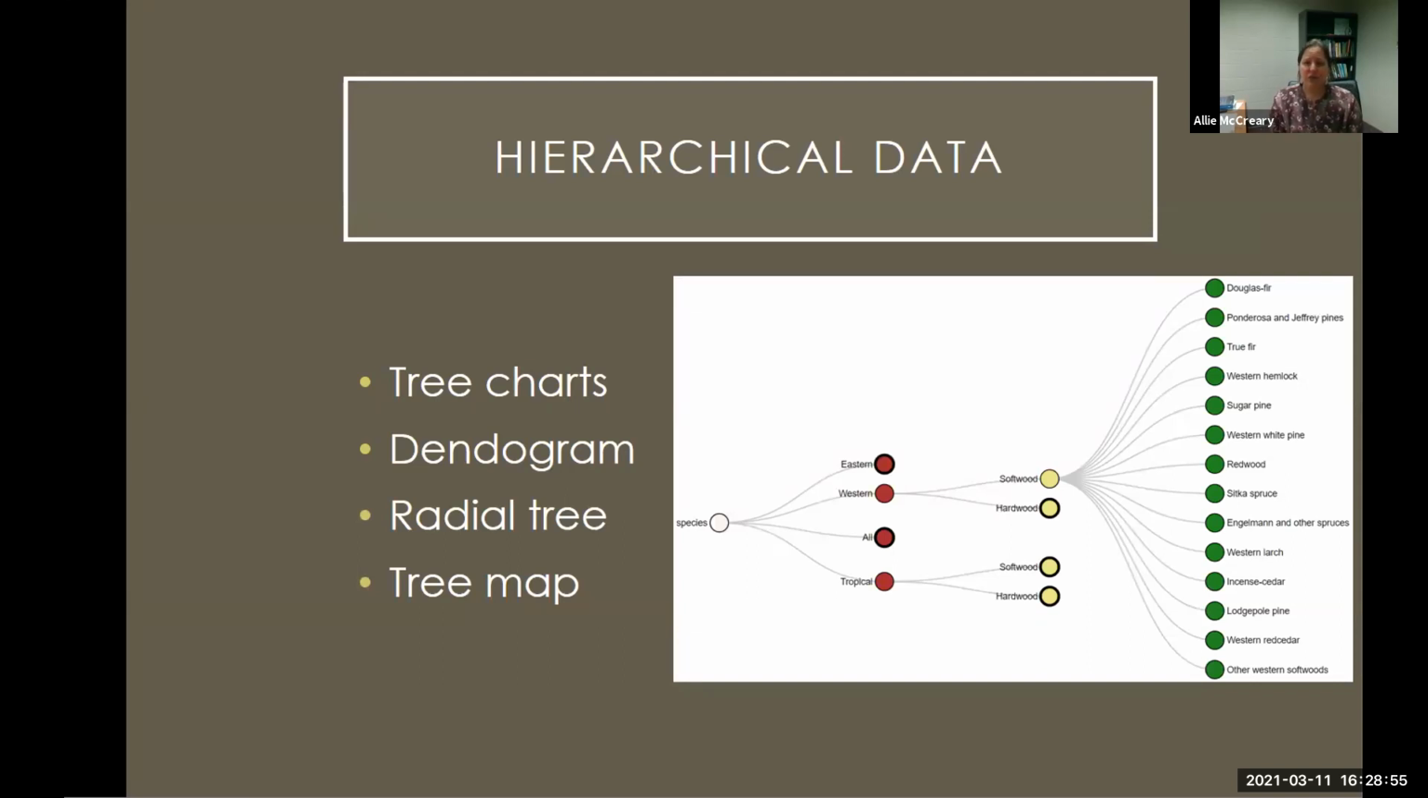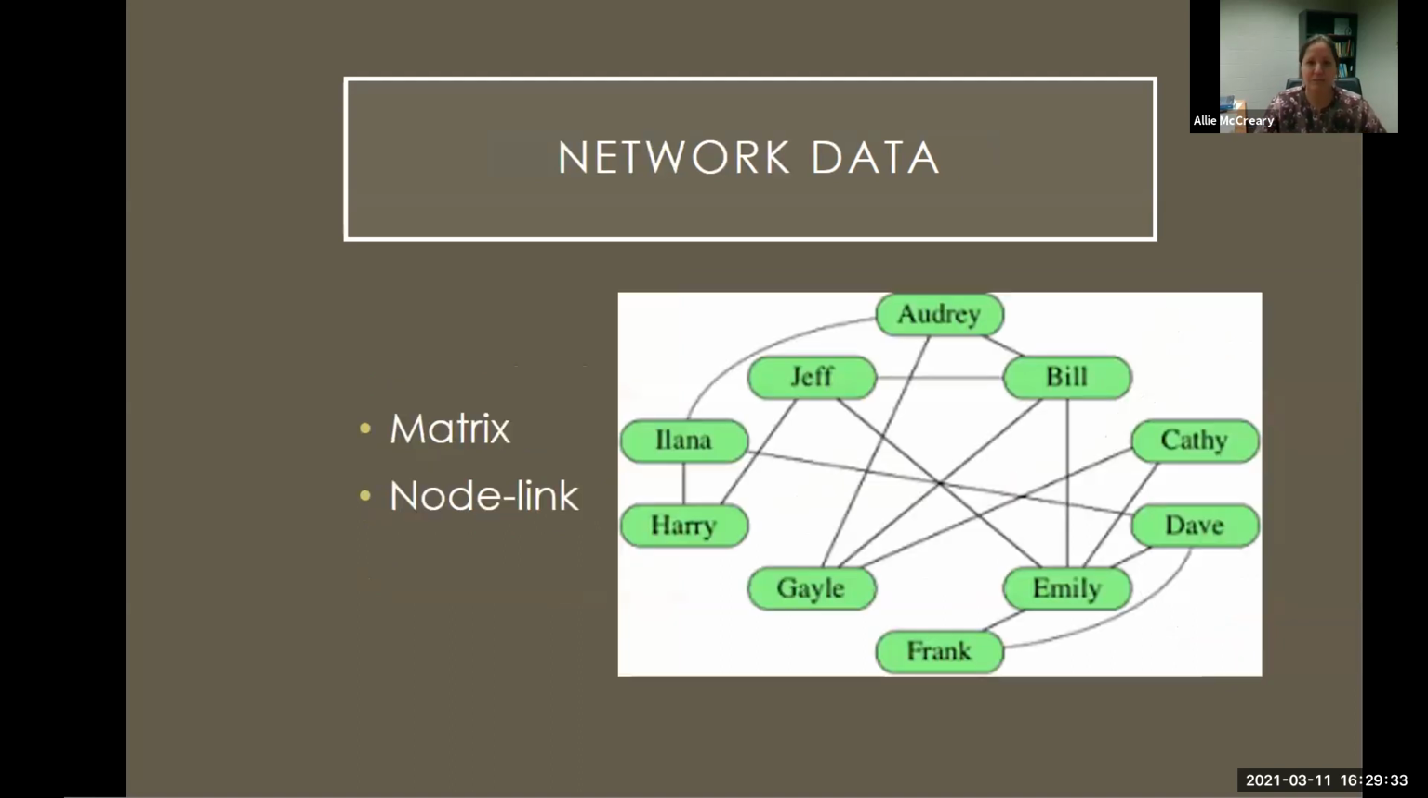If your research has to do with anything that is hierarchical in structure, so here we have trees, we have all tree species and then they've separated them into tropical, eastern and western and hardwoods and softwoods. If you are maybe studying a subset of a larger class of items, things like tree charts, dendrograms, tree maps, they all fall under this similar structure that allows you to show, if you're focusing on just these softwood evergreen species in the Western United States, how they fit in context with all other trees in the United States or the world.